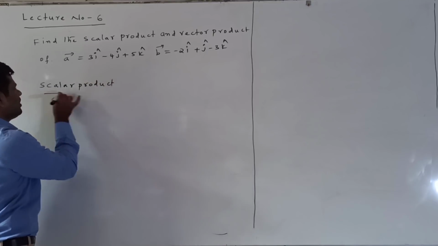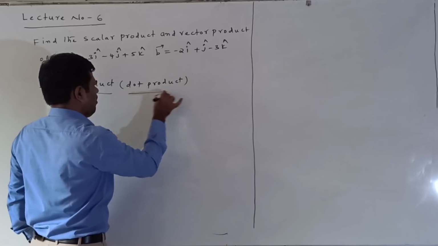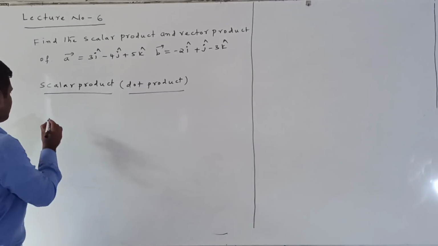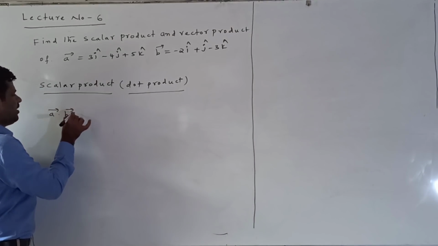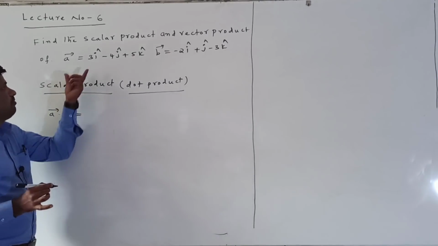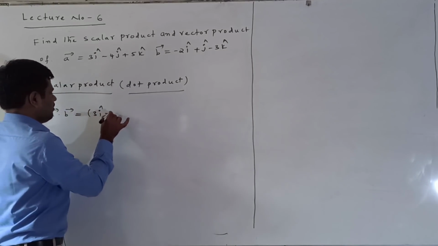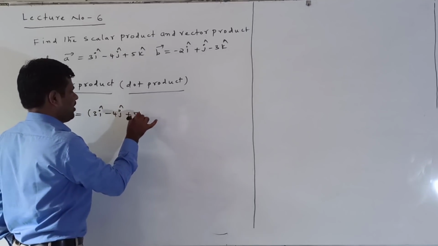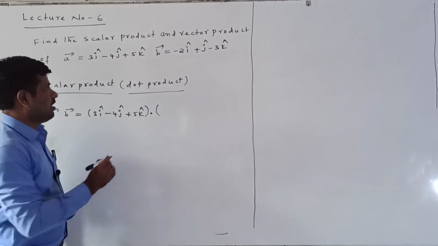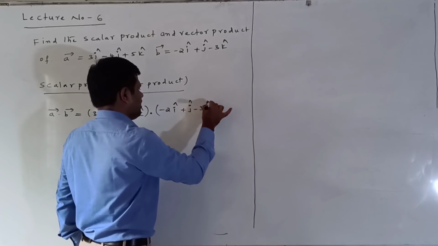Scalar product means, we know, the dot product. Already we studied it in the work, power, energy chapter. Dot product, how to make the dot product here? a bar dot b bar, that is scalar product or dot product. a bar dot b bar is equal to 3 i cap minus 4 j cap plus 5 k cap, dot, minus 2 i cap plus j cap minus 3 k cap.